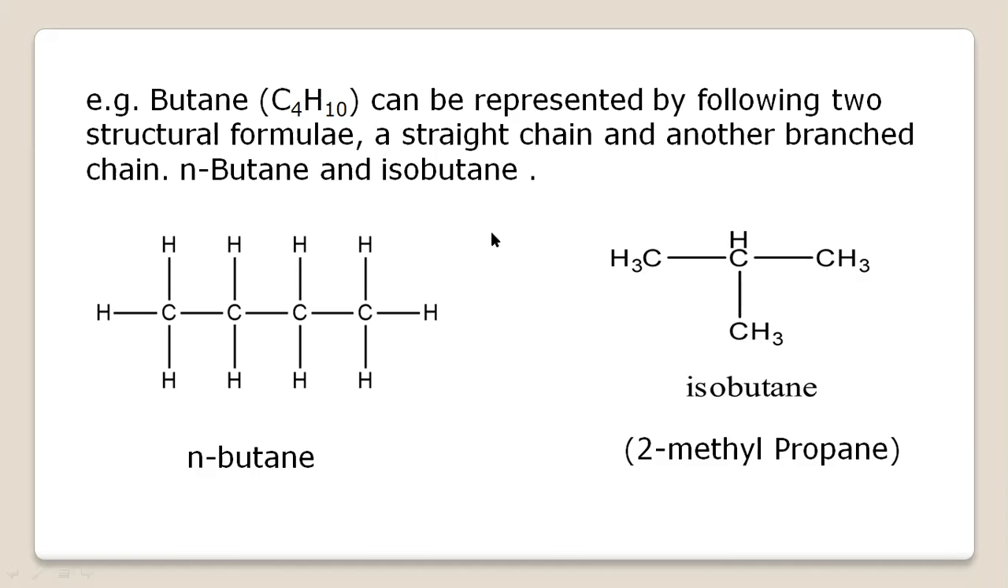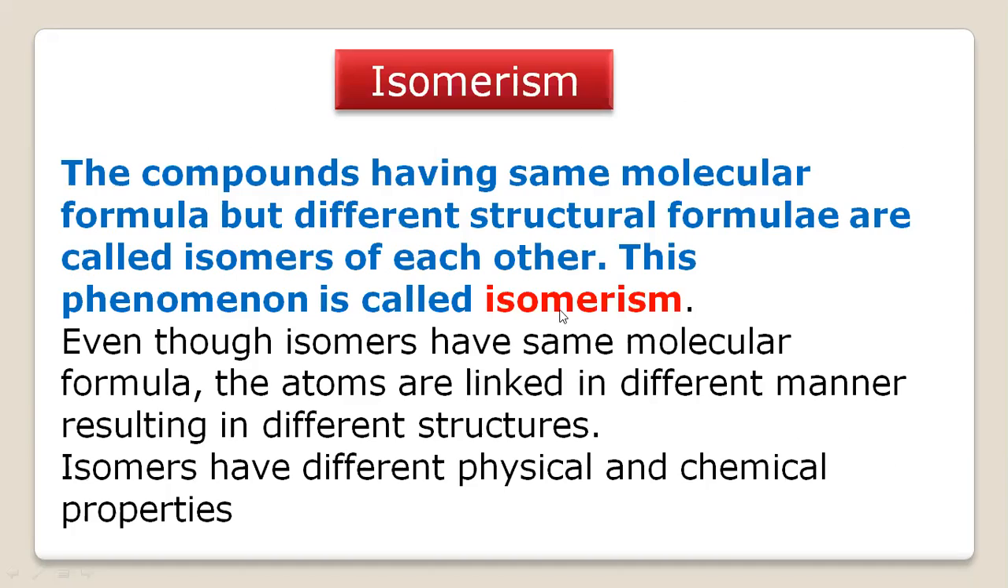So butane has the same molecular formula C4H10, but it shows two different structures. This is called isomerism. Compounds having the same molecular formula but different structural formulae are called isomers of each other, and this phenomenon is called isomerism. Even though isomers have the same molecular formula, the atoms are linked in a different manner, resulting in a different structure, and these isomers have different physical and chemical properties. So this is the definition of isomerism.